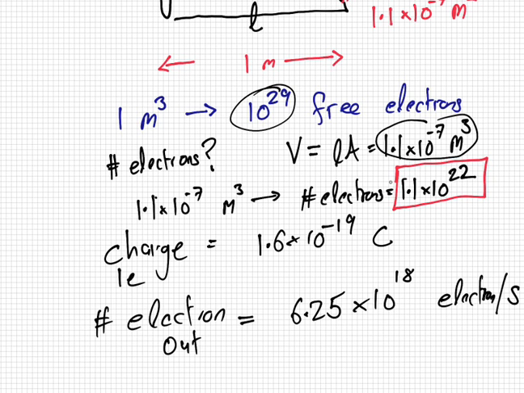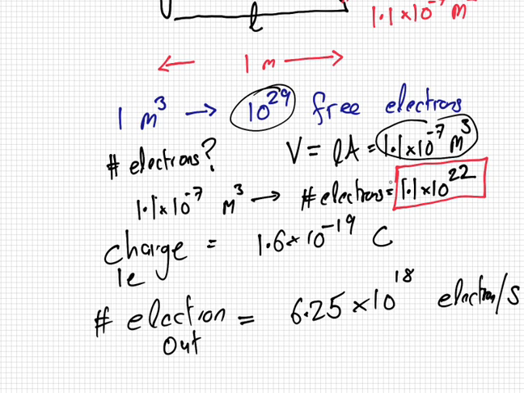Fast, yeah. Now imagine I had loads and loads of electrons, but there's only a few coming out. So does this mean they're moving fast or slow? Slow. Okay.